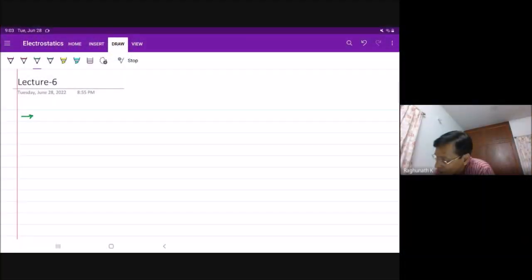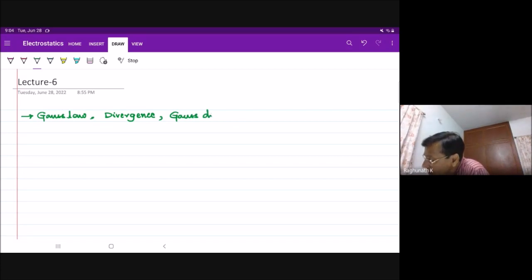We look into whatever we studied in Gauss law. Then define divergence, and then use it to talk about Gauss Divergence Theorem.